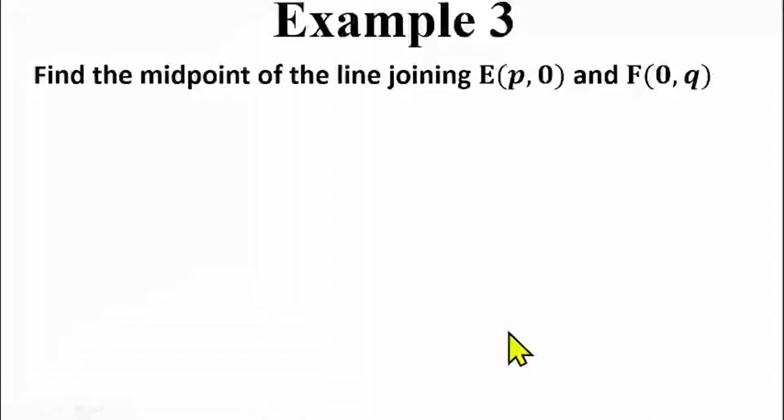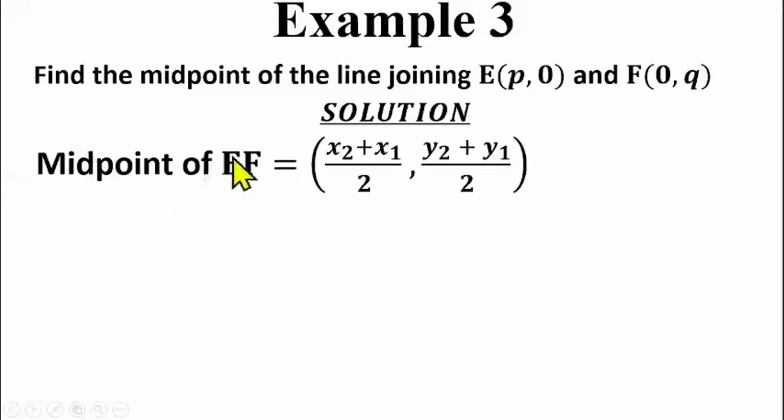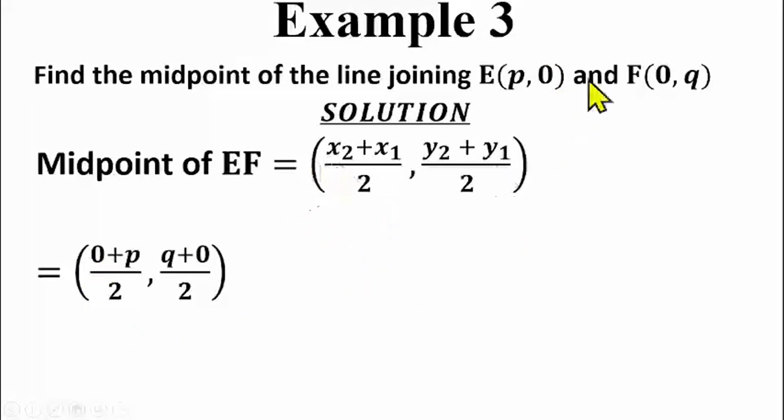Let's see another example. You have to find the midpoint of the line joining point E and point F, given the coordinate of E to be P, 0, and the coordinate of point F to be 0, Q. So you have to find the midpoint of this point E and point F. Also, we know the formula for finding the midpoint. We have this. So our x2 is 0, and our x1 is P. Our y2 is Q, and our y1 is 0. So if you substitute that into the formula, we have x2 to be 0 plus x1 to be P. You have 0 plus P over 2, comma.